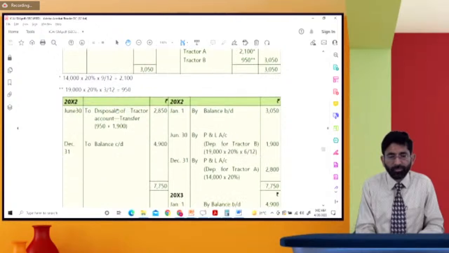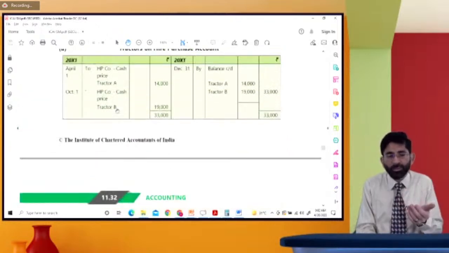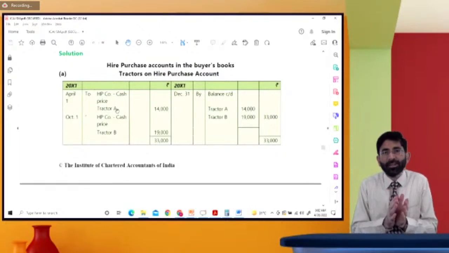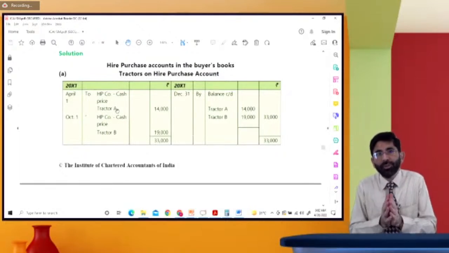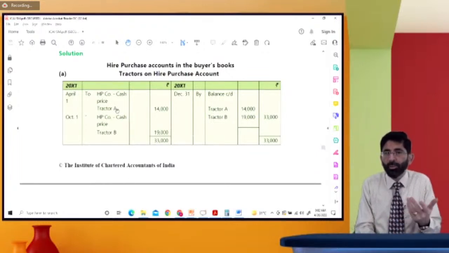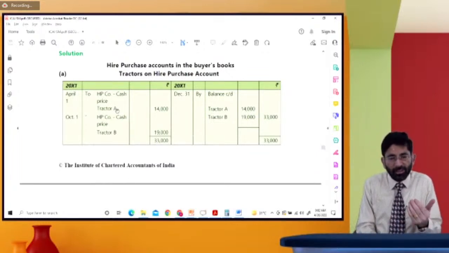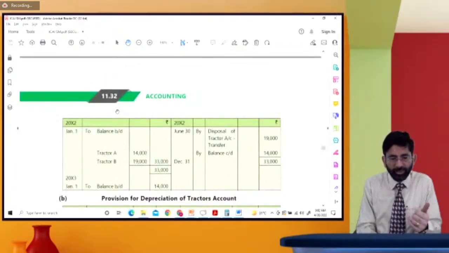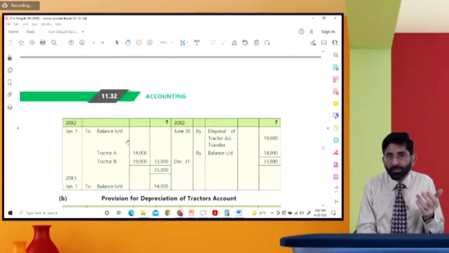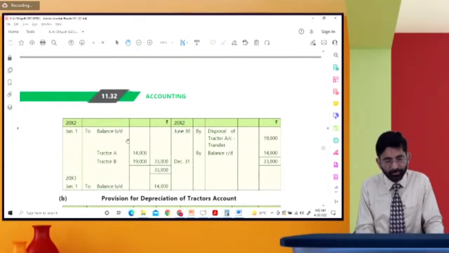Very simple. Now we are coming to the point that hire purchase doesn't have any impact here. So this type of question may also come in your exam where hire purchase doesn't have much impact. And in the next year, in 2012, he says we have disposed of this tractor. When the tractor is disposed of, what are the journal entries to be passed in this case? That you have to understand, beta.